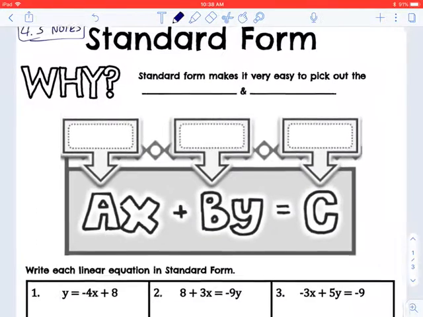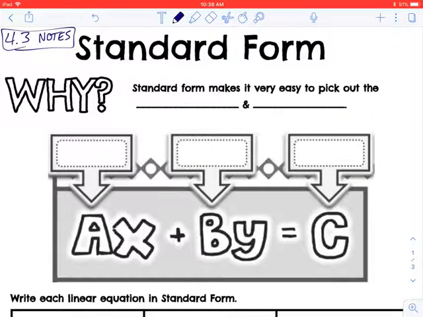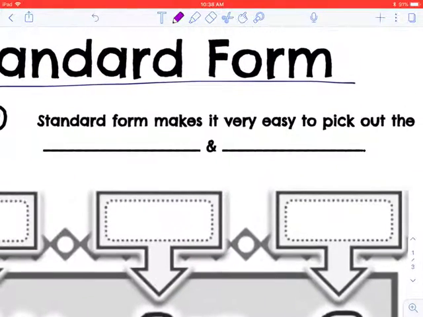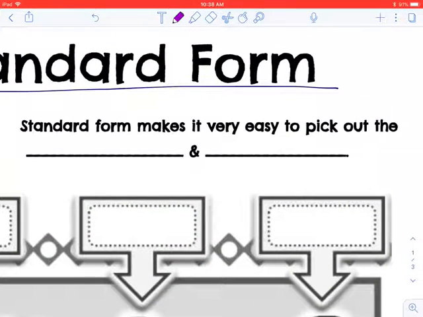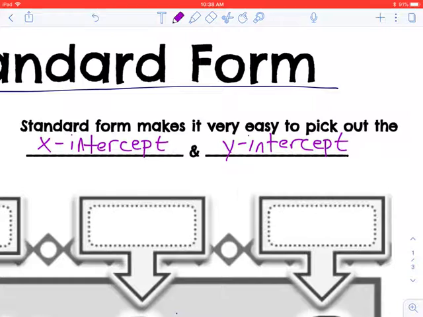All right, Algebra 1, we are on the third topic of our chapter, Chapter 4. We're talking about standard form. So standard form is this form right here. And a lot of the time we have people asking, why do we use standard form if we have other forms of the equation? Well, standard form makes it very easy for us to pick out the x-intercept and the y-intercept. And if we can get the x and y-intercept, it makes graphing a line very easy.